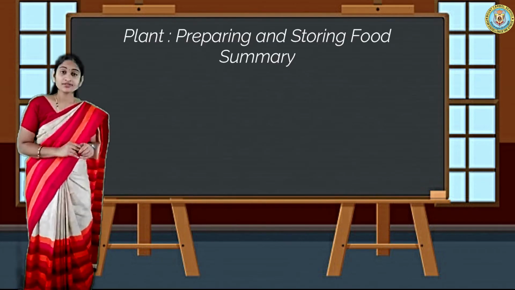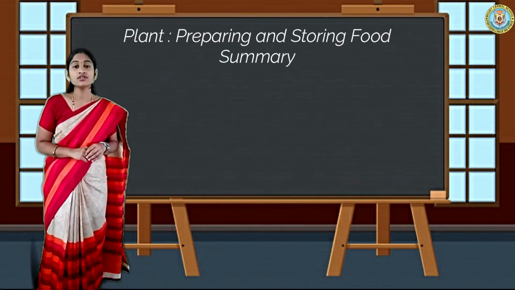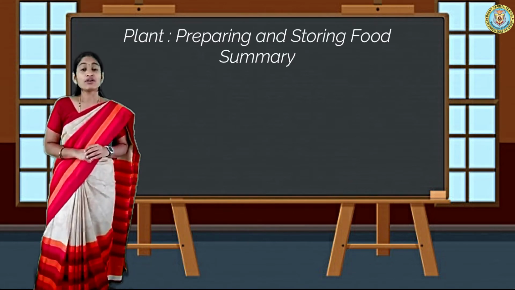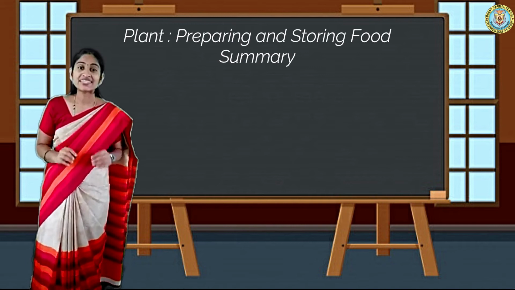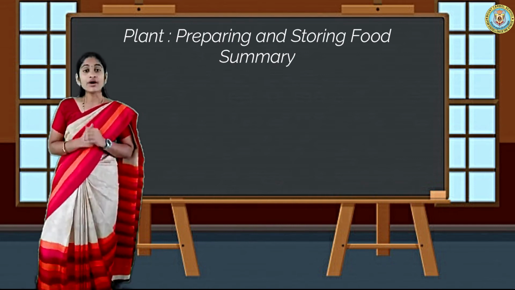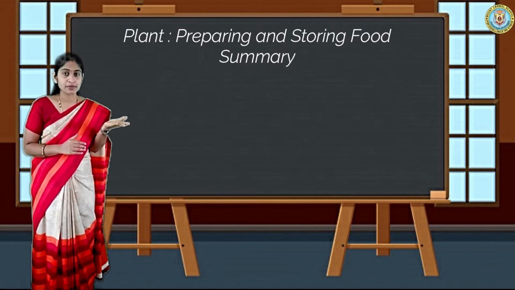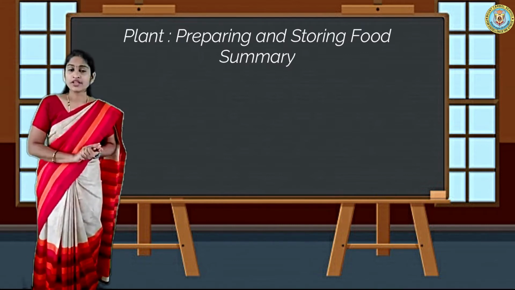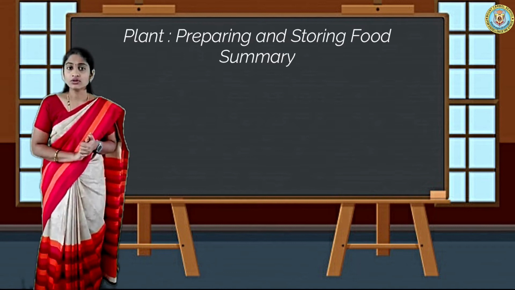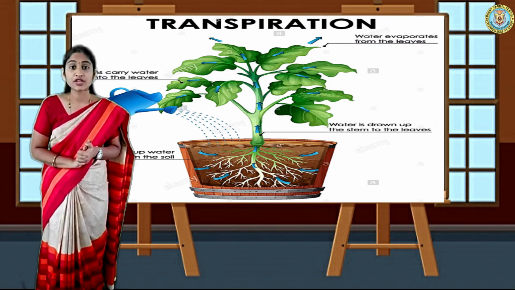Okay. Then what did we learn? We learned about the photosynthesis process. What is the main function of a leaf? Preparing food for the entire plant. And besides preparing food, what does a leaf do? The transpiration process.